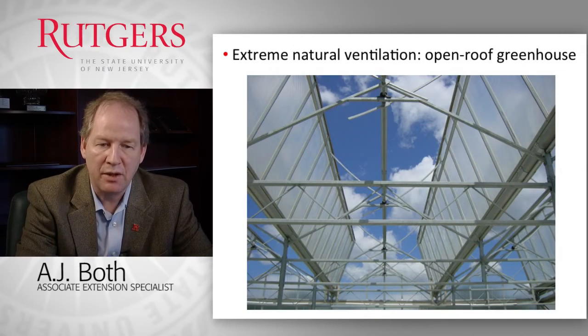An extreme case of natural ventilation is the open roof greenhouse, where the entire roof opens up, allowing for lots of air exchange between the inside and the outside. And as a result, we see temperatures inside the greenhouse that are virtually identical to outside temperatures, which is very difficult to do with traditional naturally ventilated or mechanically ventilated greenhouse structures, because the amount of air exchange necessary to accomplish the same temperature inside as well as outside, particularly on hot days, is very significant.